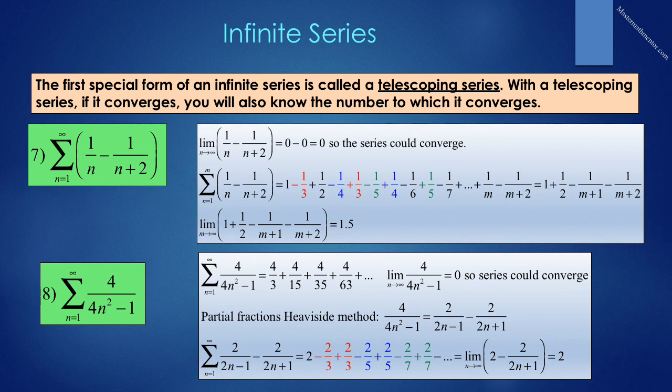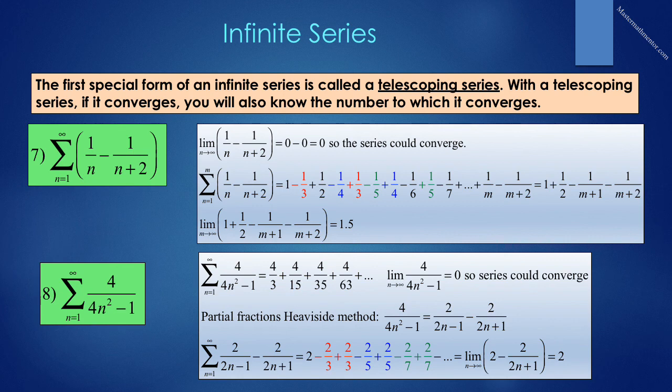We now take the limit as m approaches infinity of 1 plus 1/2 minus 1 over m plus 1 minus 1 over m plus 2, and we get 1.5. So the sum of this infinite series is 1.5 because all terms will cancel except the 1 and the 1/2. In general, a telescoping series can have a finite number of terms that do not cancel, but eventually there will be a positive term that will be canceled out by a negative term, and this process happens forever. If the limit of the nth term approaches 0 as n approaches infinity, then the series converges.